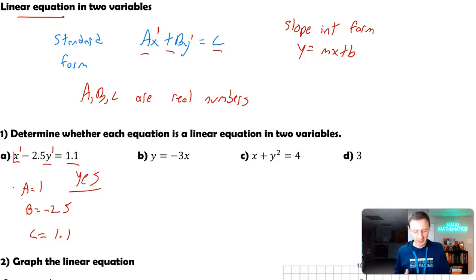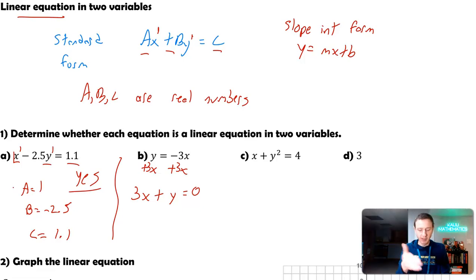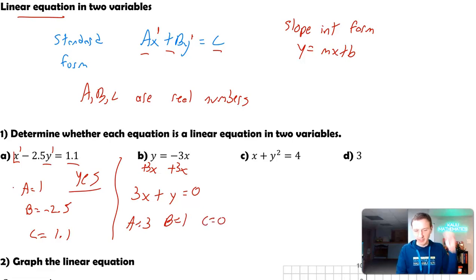Letter B. Now don't let the form throw you off, because sometimes you could rearrange the terms, move things around, and get it into standard form. So if I add this 3x over, that will give me ax plus by equals c. So I can move over that 3x, and where a is equal to 3, b is equal to 1, and then my c is equal to 0, which is fine. I could have a c value of 0. That's completely fine. So this one is also yes. I could write that into standard form.